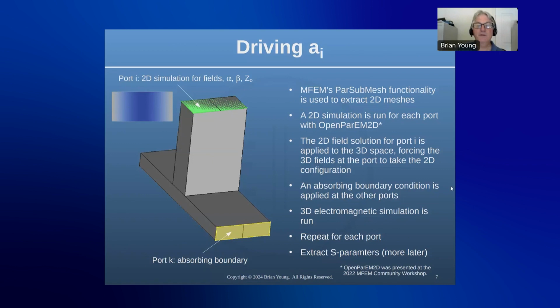Then the 2D field solution is applied to the 3D space, which forces the fields to take the 2D field solution, and then an absorbing boundary condition is applied to the other ports. So that gives you a unique setup that you can then solve the 3D electromagnetic simulation. And then you just cycle through and repeat that for all the ports. And when you're done, you can extract the S parameters.